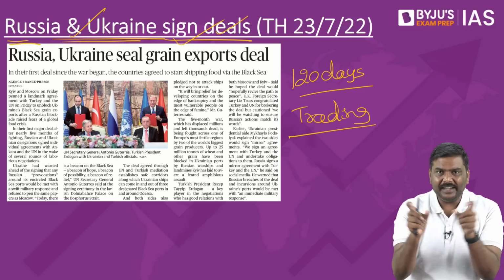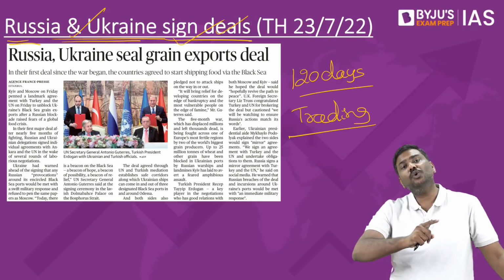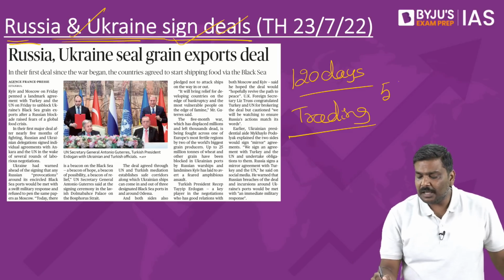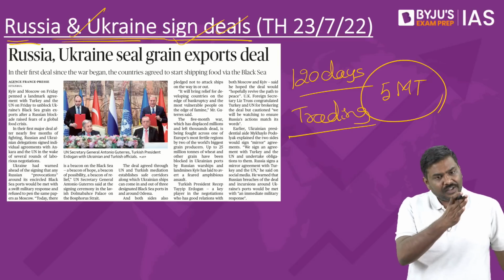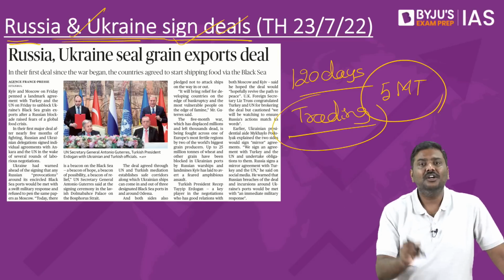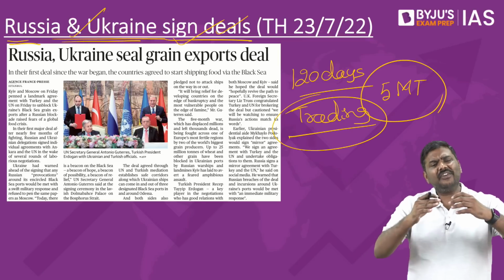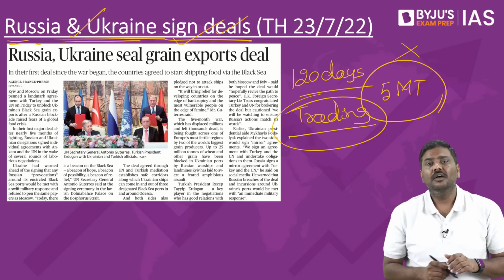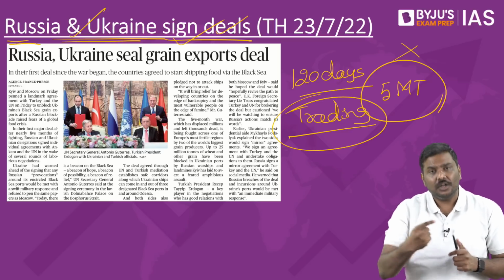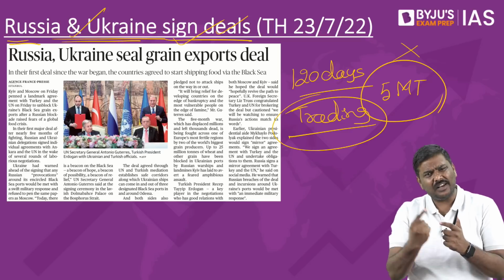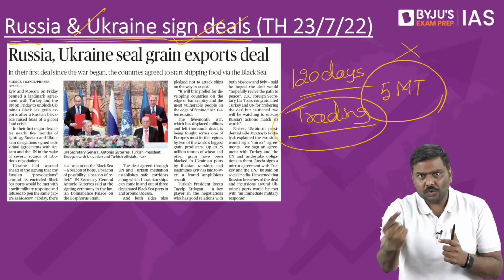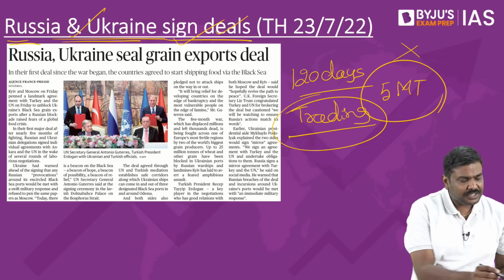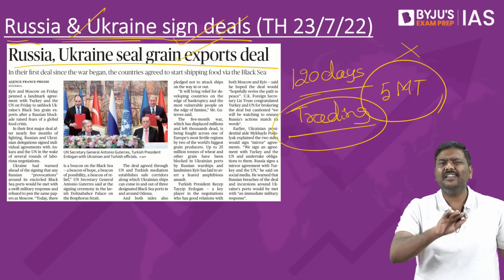Some of the ports have been identified and these ports will be used to export food grains from Ukraine to the rest of the world. On a monthly basis, 5 million tons of food grains can be exported from these ports to the international market. And whatever blockade has been imposed by Russia, these blockades will not be applicable for vessels which are going from other countries into the war zone and bringing the food grains outside. This is the gist of the article regarding the deal that has been signed between Russia and Ukraine.